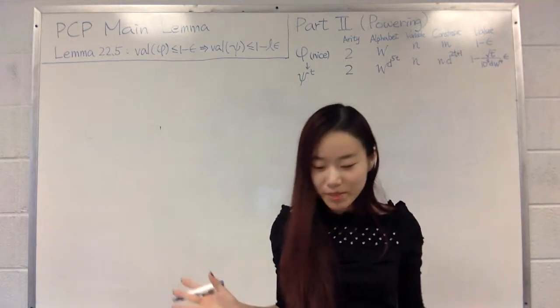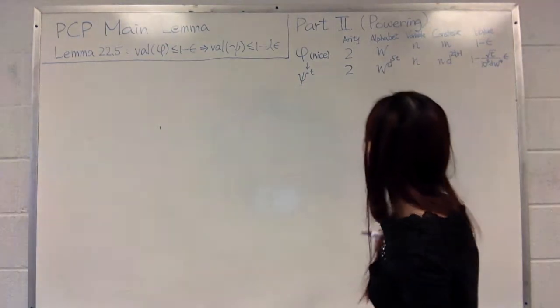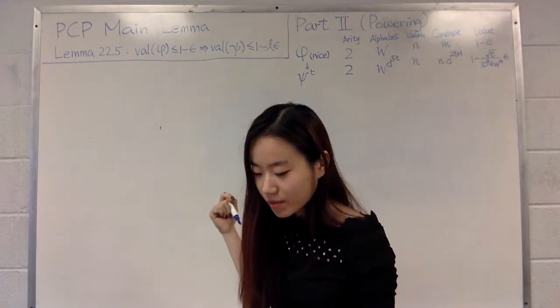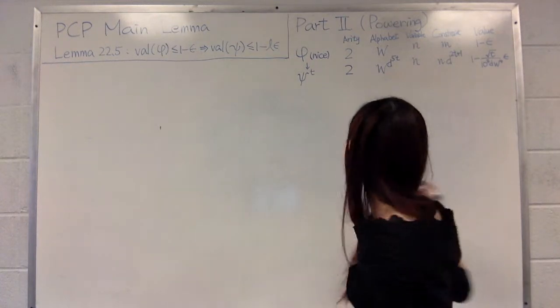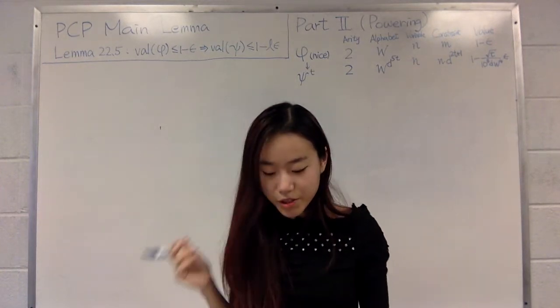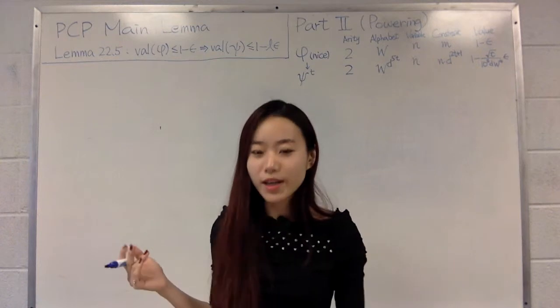Hello everyone, my name is Fiona and now I will talk about how to power from phi to psi t to increase the fraction of violated constraints. Basically I will try to prove Lemma 22.5.